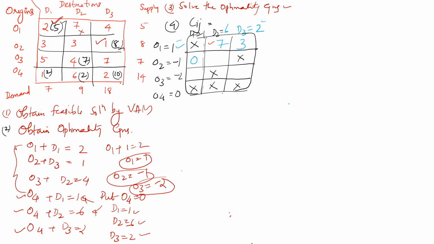Not getting O1. O1 is 1. O2 is minus 1. O3 is minus 2. V1 is 1. V2 is equal to 6. V3 is equal to 2. No doubt till there. Cij matrix O2 and that was D1. D1 is 1. O2 is minus 1. Minus 1 and plus 1. There's no mistake, right? Minus 1 and plus 1, 0. 6, 5. There's no mistake.